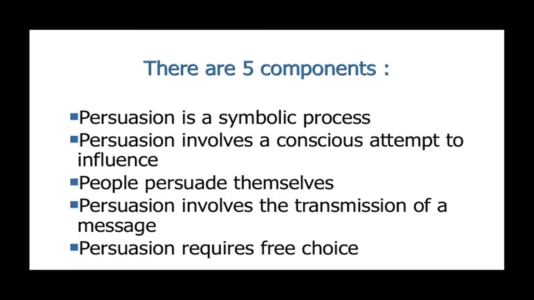Here are the 5 components. Persuasion is a symbolic process. It involves a conscious attempt to influence. Important word there is conscious. It has to be intentional influence. People persuade themselves. Persuasion involves the transmission of a message, and of course it requires a free choice. These are the 5 components of our definition of persuasion.